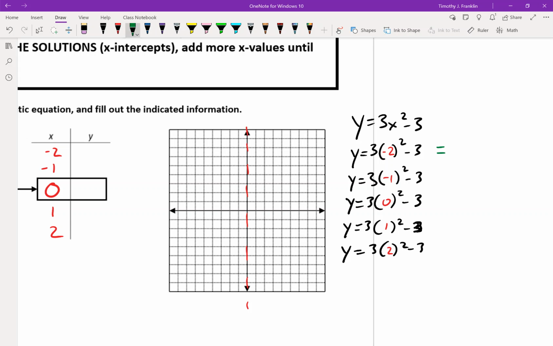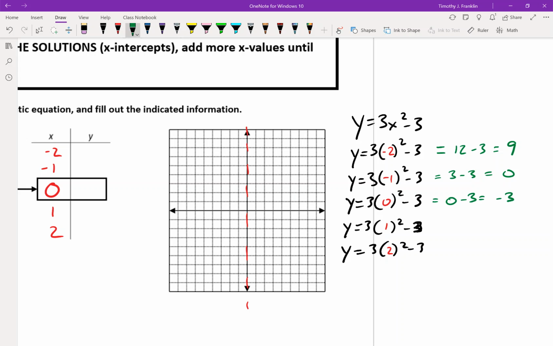Okay, so for the first one, for negative 2, I'm going to do negative 2 squared, which is positive 4, and positive 4 times 3 is 12. So that's 12 minus 3, and that equals 9. For negative 1, I'll do negative 1 squared, and that's negative 1 times negative 1, which is positive 1, times 3 is 3, and 3 minus 3 equals 0. If I plug in 0, which was my AOS, 0 squared is 0, 0 times 3 is 0, so 0 minus 3 is negative 3.